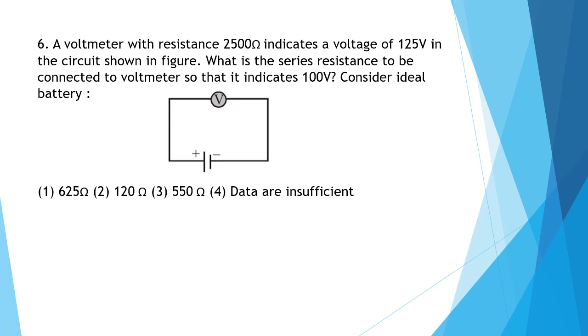We know that current is V by R. As the current is the same, the voltage across the voltmeter is 100 and the resistance is 2500, and the voltage across the series resistance will be 25 volts, and its resistance is what we have to find, R. When you solve this, you get R equal to 625 ohms. So the correct answer will be option 1.